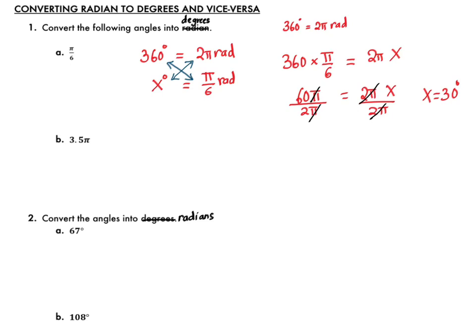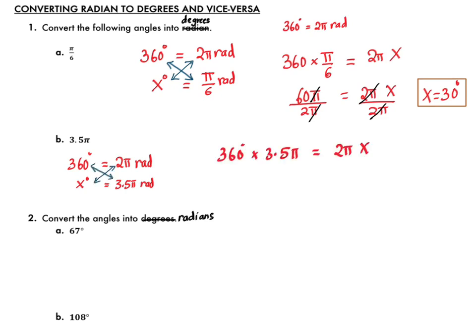Next, 3.5 pi. So we repeat. First we'll write 360 degrees equal to 2 pi radians. Under 2 pi we will write 3.5 pi. The idea is to write radians under the radian and degrees under the degree. So under 2 pi radians we'll write 3.5 pi radians, and degrees we don't know, so we write it as x degrees. Then cross multiply, use our calculator to solve, and then divide both sides by 2 pi. Then we get the final answer as 630 degrees.